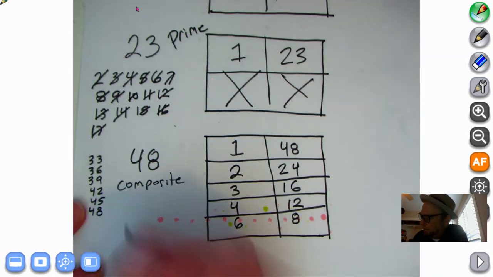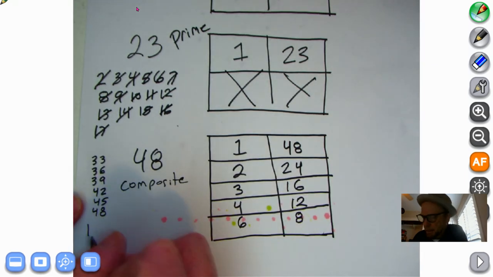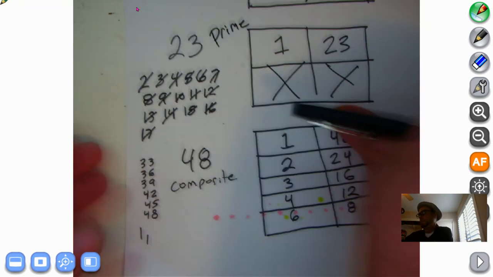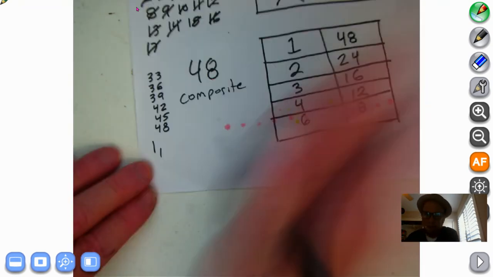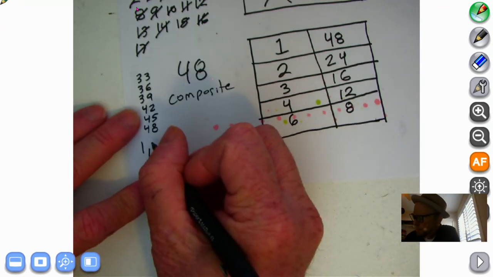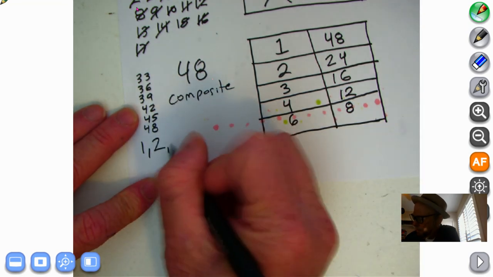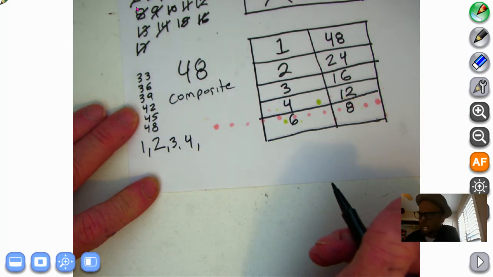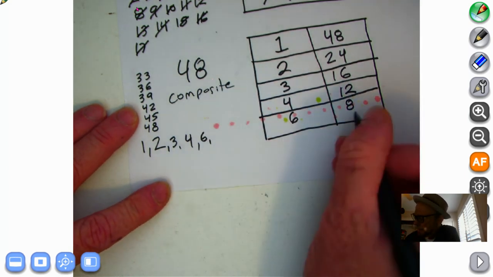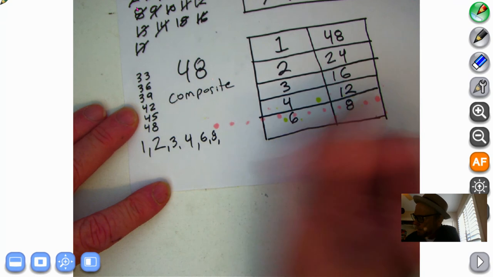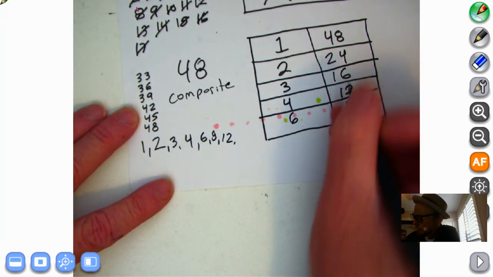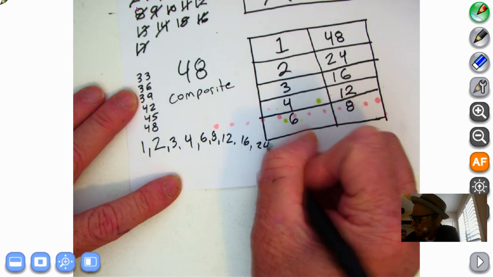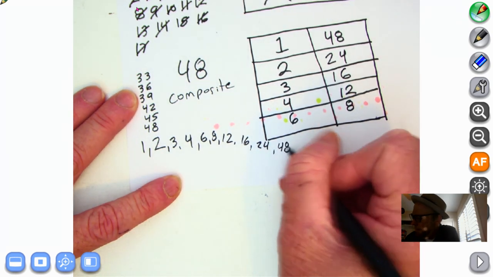Let's do a little rainbow just to show this. We have 1. Running out of room. We have 1, 2, and we put these in numerical order. 3, 4. What's next? 6, 8, 12, 16, 24, and 48. All right.